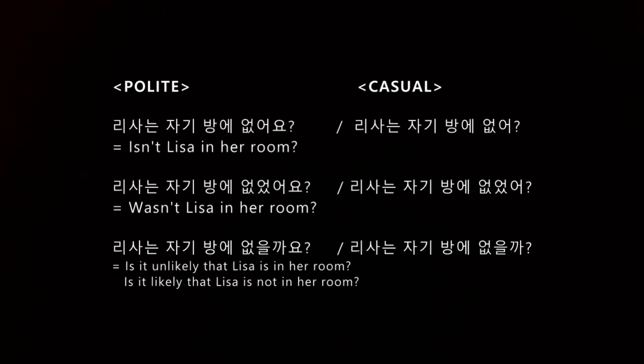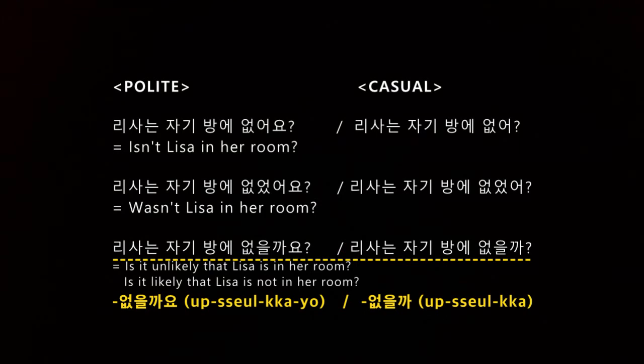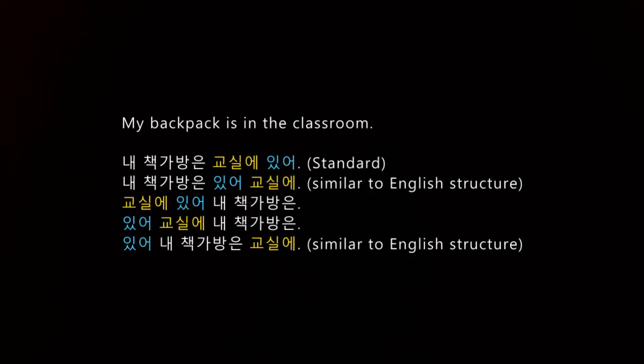Next, questions. 리사는 자기 방에 없어요? 리사는 자기 방에 없어? 리사는 자기 방에 없었어요? 리사는 자기 방에 없었어? 리사는 자기 방에 없을까요? 리사는 자기 방에 없을까? Again, note that these are using another endings to be transformed into the question. 없을까요? 없을까? And of course, their word order is flexible. As you know that the possessive pronoun and the word it modifies are one set.